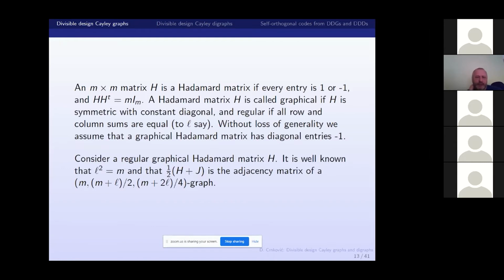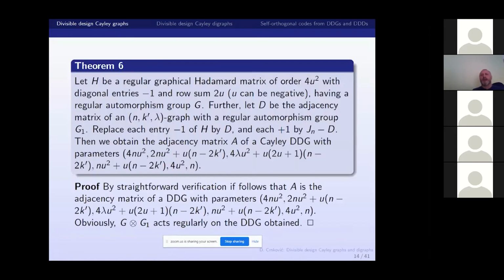So let us consider a regular graphical Hadamard matrix H. It is well known that L squared is equal to m, and that 1/2 times H plus the all-ones matrix is the adjacency matrix of a strongly regular graph with parameters m, (m+L)/2, (m+2L)/4, and mu is equal to lambda, also (m+2L)/4.